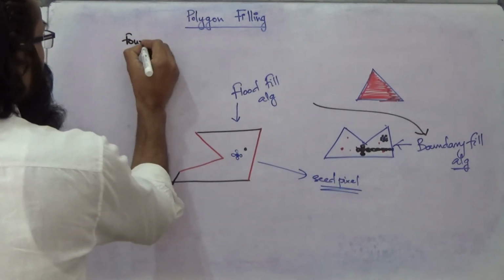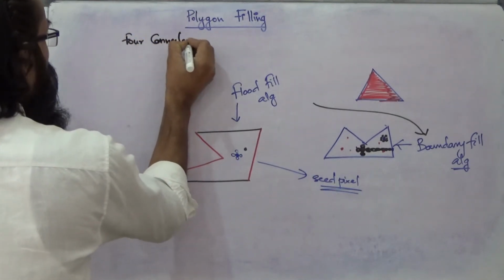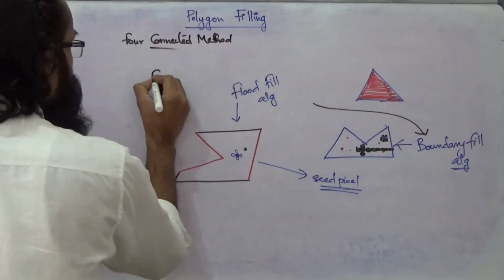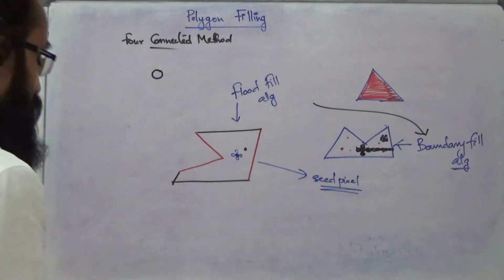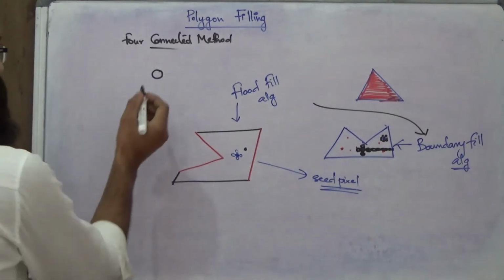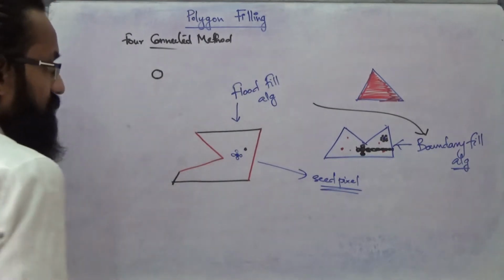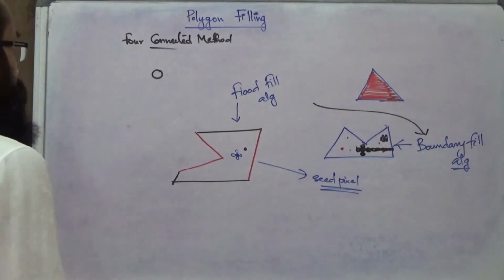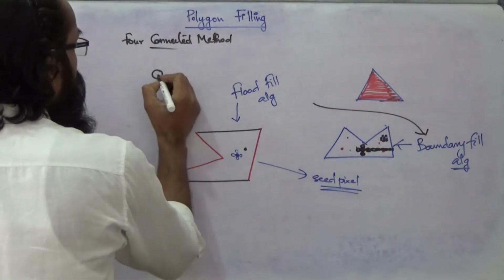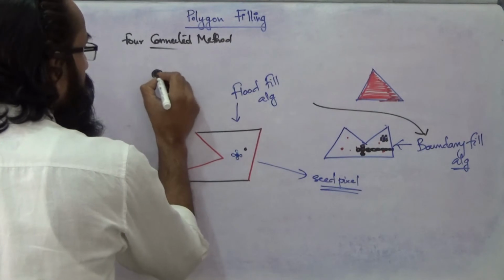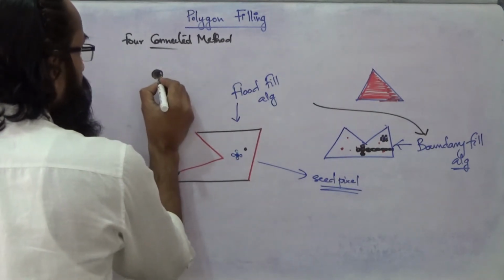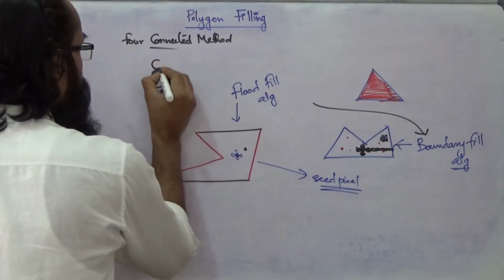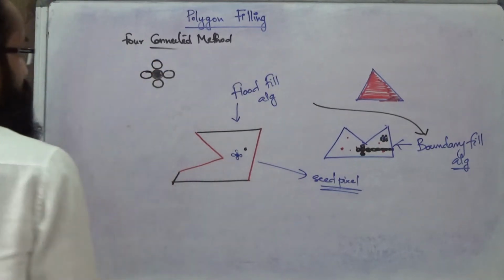First we can discuss the 4 connected method. Assume that this is the pixel under consideration. When you talk about the flood fill algorithm, it will check whether this pixel is of old color or interior color. If this pixel is of interior color, then it will fill that pixel with the new color, and recursively it will call flood fill with respect to its 4 adjacent pixels.